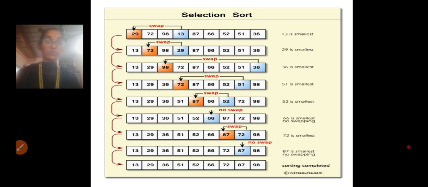Swap 98 with 36. Fourth step, 51 is smallest. Swap 72 with 51. Fifth step, 52 is smallest. Swap 87 with 52. Sixth step, no swap. 66 is smallest, so no swapping. Eighth step, 72 is smallest. Swap 87 with 72.